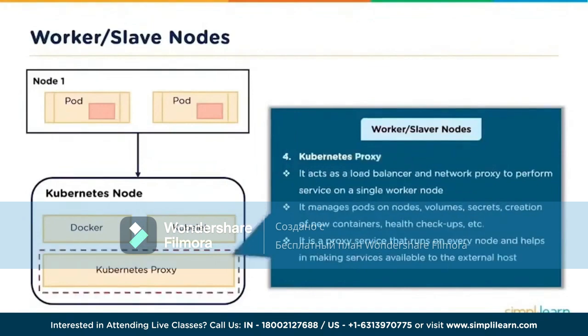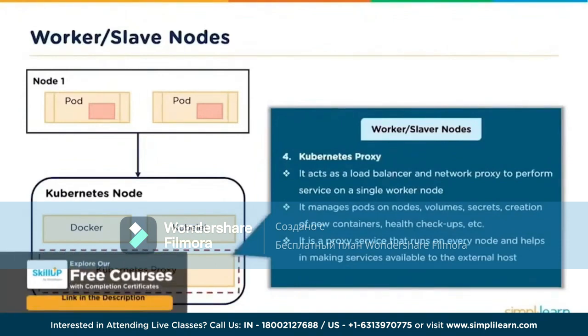The last component that exists in the worker node is the kube proxy or Kubernetes proxy. This plays a very, very important role, acting as a load balancer and a network proxy.